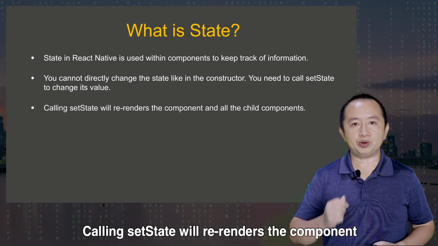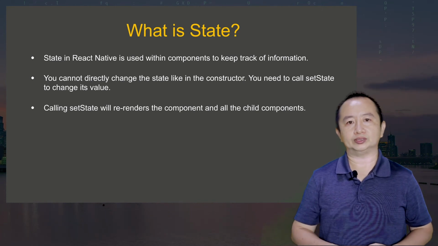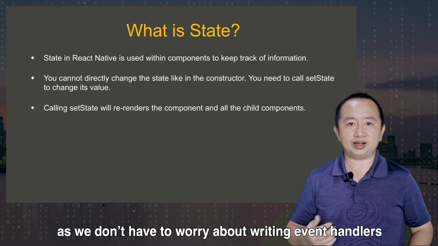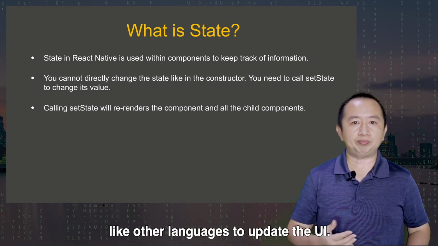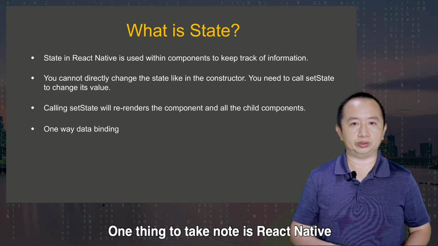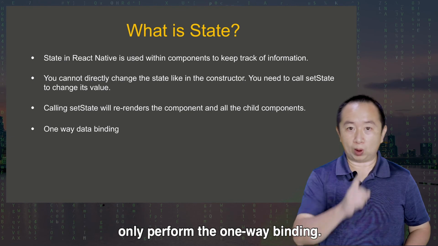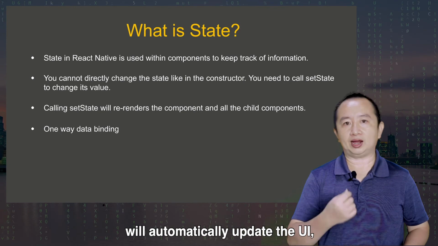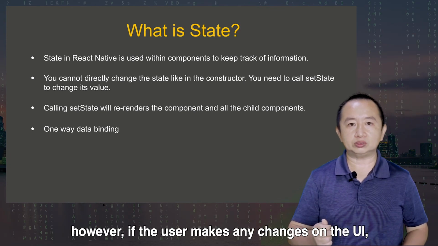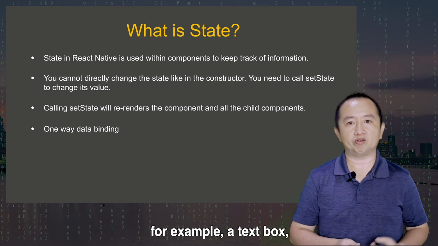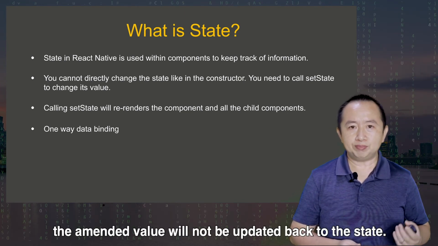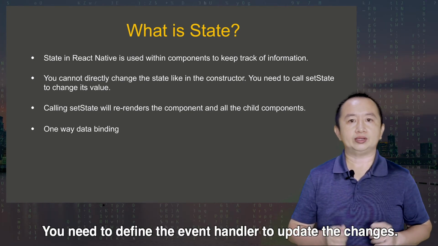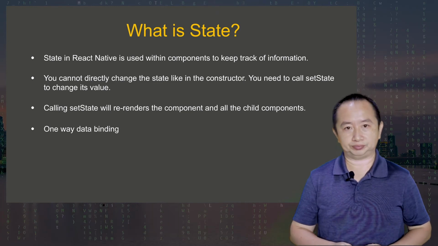Calling setState will re-render the component and all the child components. This is useful as we don't have to worry about writing event handlers, like in other languages, to update the UI. One thing to take note is that React Native only performs one-way binding. This means that the value in the state will automatically update the UI. However, if the user makes any change on the UI, for example in a text box, the amended value will not be updated back to the state. You need to define the event handler to update the changes.